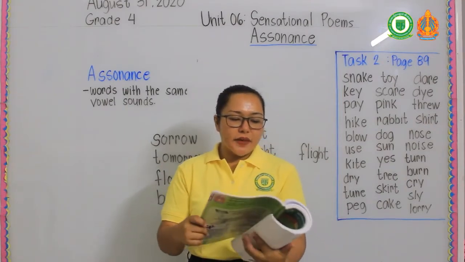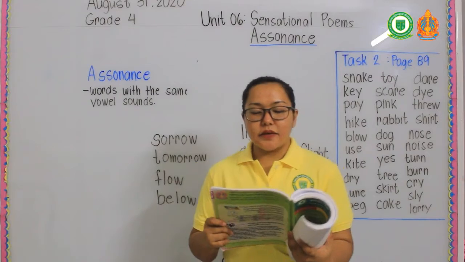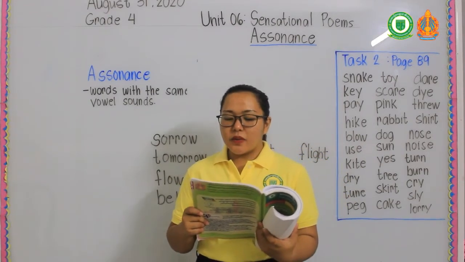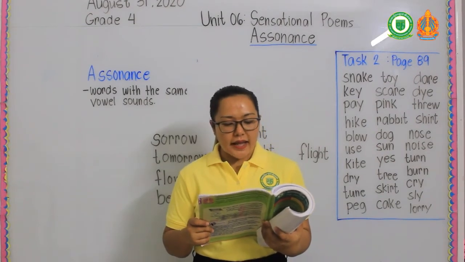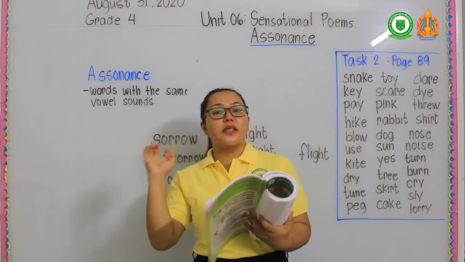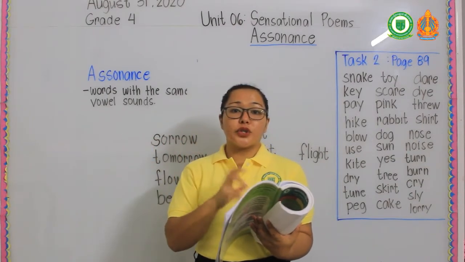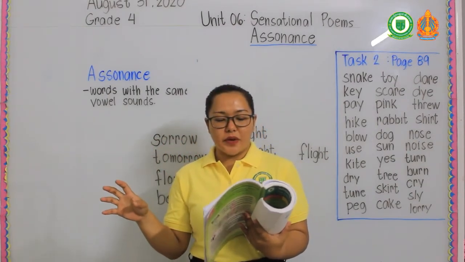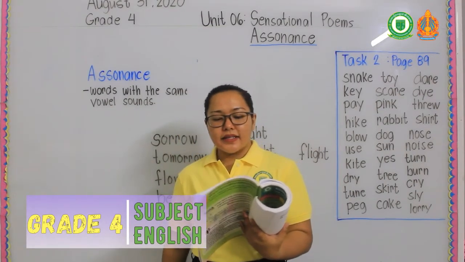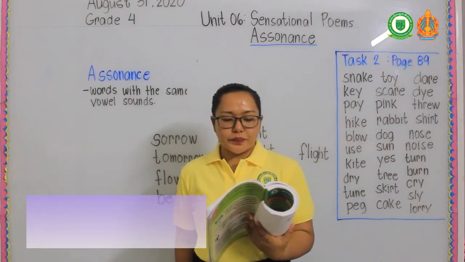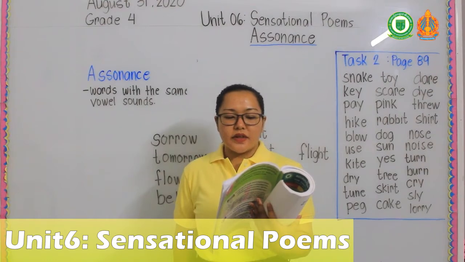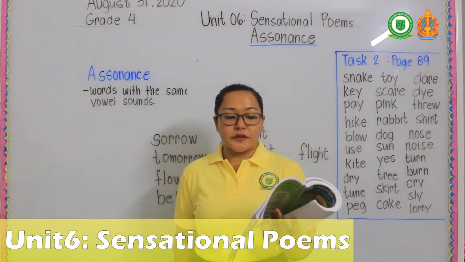It says here, assonance is the repetition of vowel sounds. Some vowel sounds are short and some are long. So we have your long vowel sounds and we have your short vowel sounds. Remember? Sometimes the letter Y is used as a vowel. Now for task 2, write these words in the correct group in the grid.